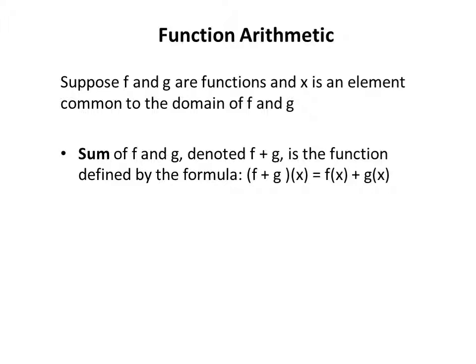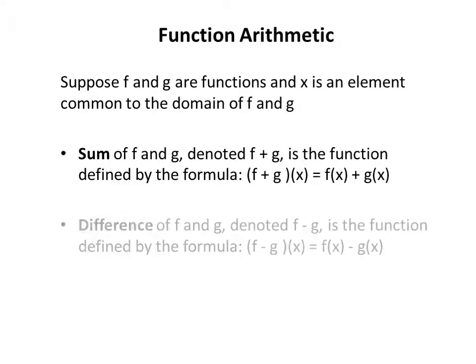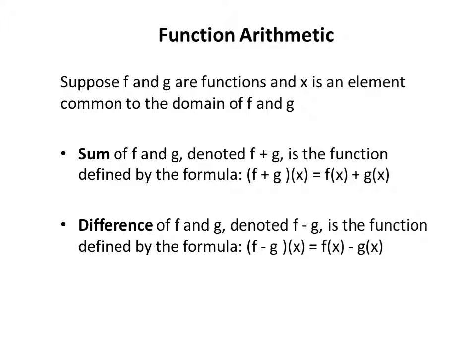In a few minutes, we're going to look at an example to see how to solve problems using those arithmetic formulas. The second bullet is the difference of f and g, denoted by f minus g. That is a function defined by the formula f minus g of x equals f of x minus g of x. This one and the sum work exactly the same way. The only difference is the sign. One is all positive and one is all negative.